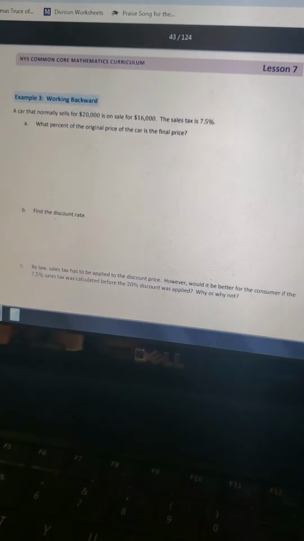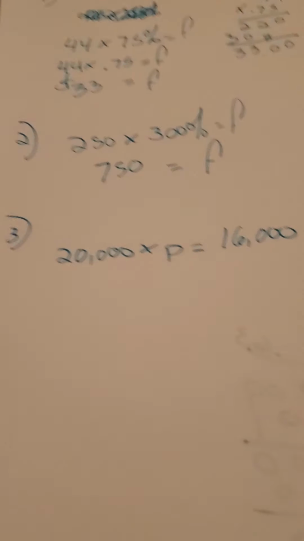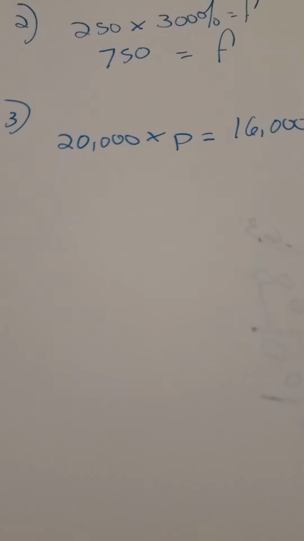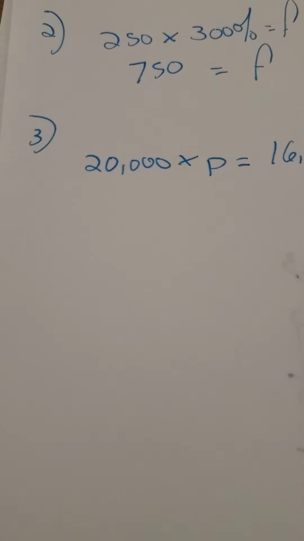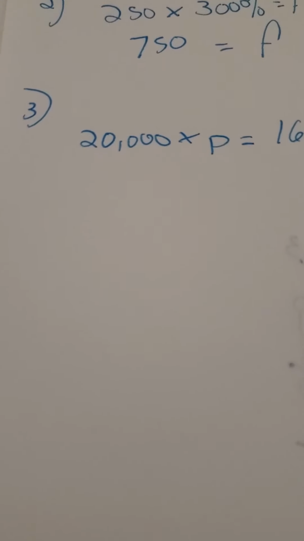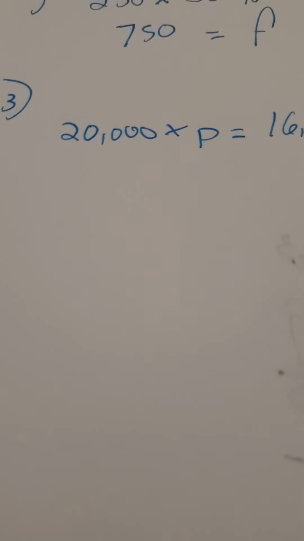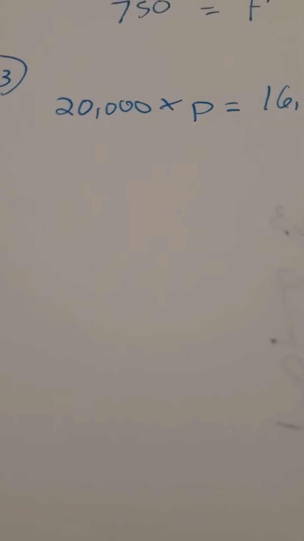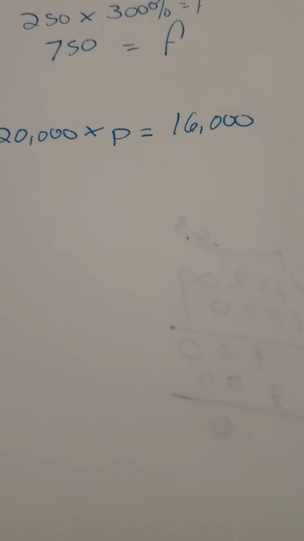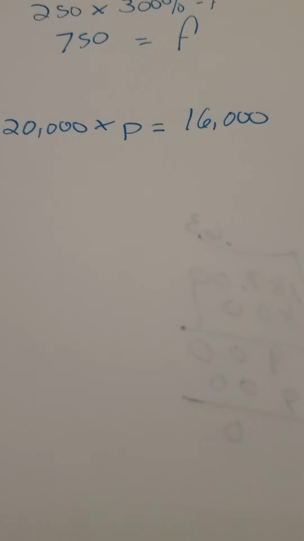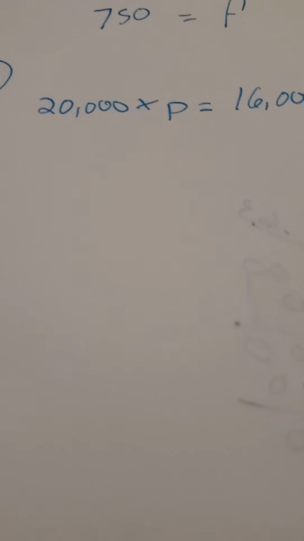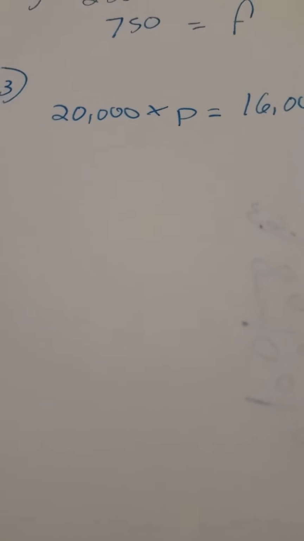Okay, so hopefully you have this, the original price, which is $20,000 times P. And again, you might have reversed it because it does say what percentage. So you could do P times 20,000. It doesn't make a difference since it's multiplication. Equals 16,000.